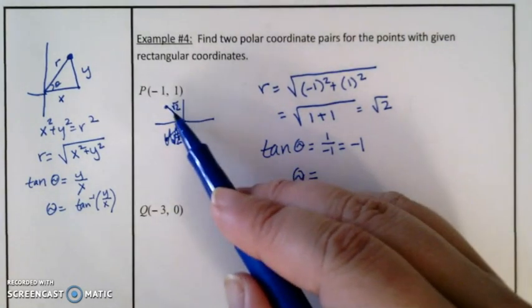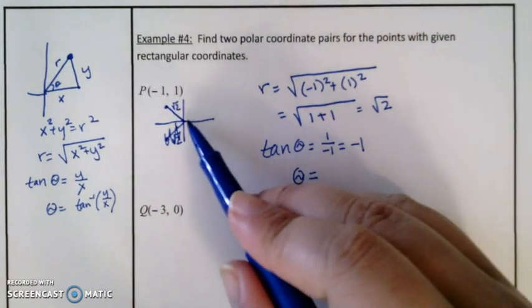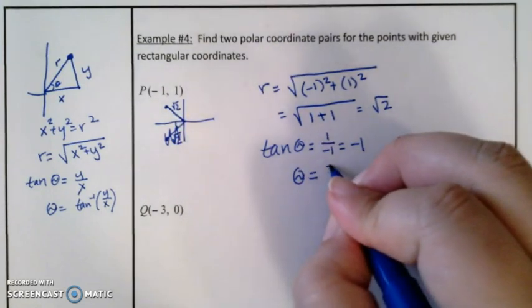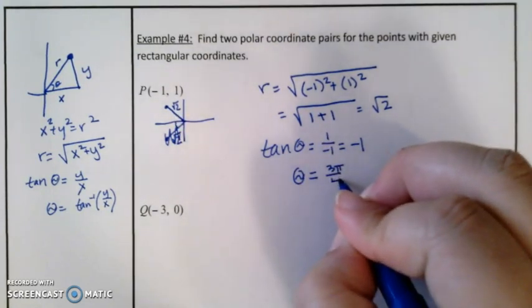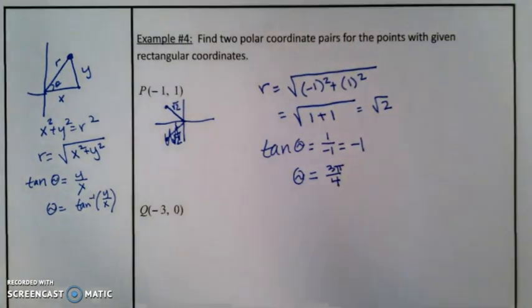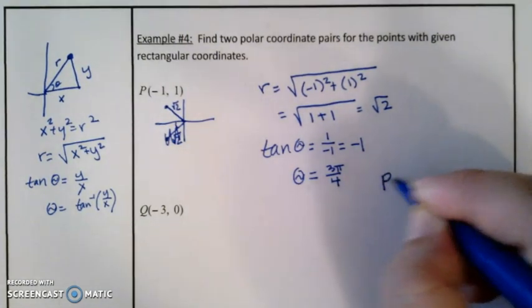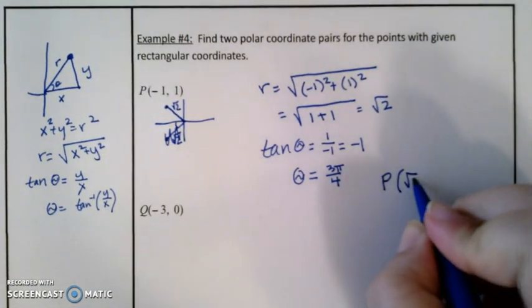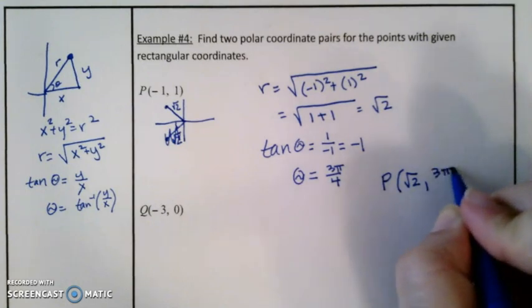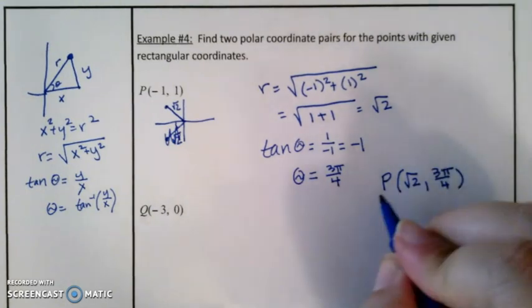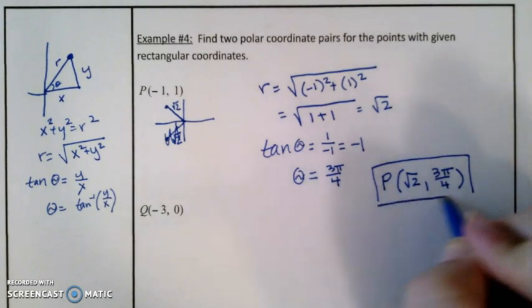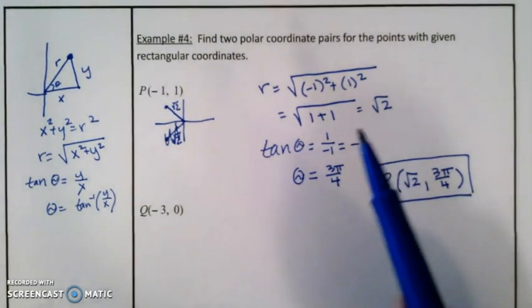So in quadrant 2, our angle would be 3 pi over 4. So we have our theta is 3 pi over 4. Okay, so now we have that our point P can be written as square root of 2, comma 3 pi over 4. We need two polar coordinate pairs.